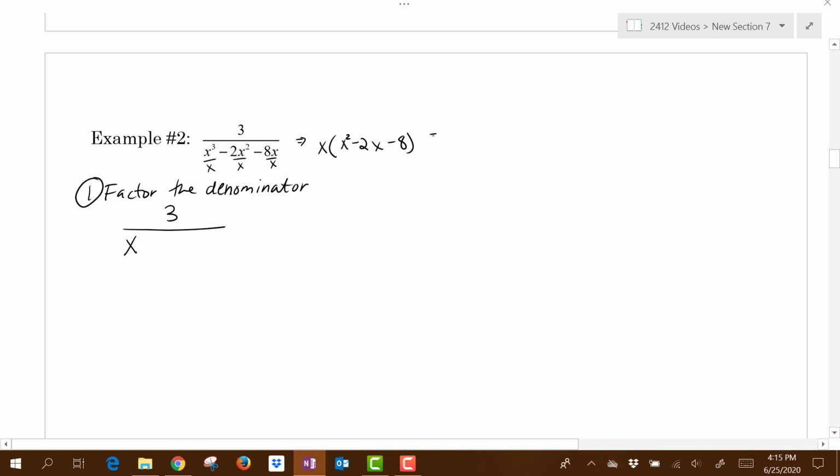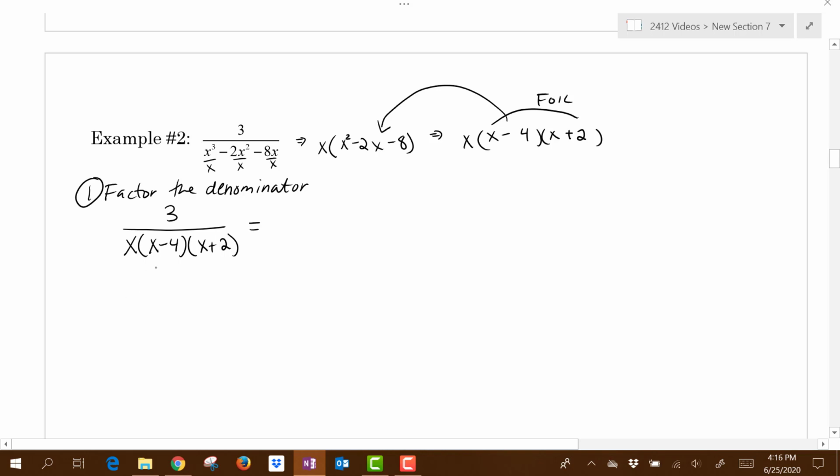Alright, so now I need to factor that a little bit more. So that trinomial would factor as x times x, what do I need, minus 4, positive 2. And if you need to, you can check that by foiling that out. You should get back to x squared minus 2x minus 8. I'll leave the check to you. But when I completely factor that denominator, these are the factors that I get.